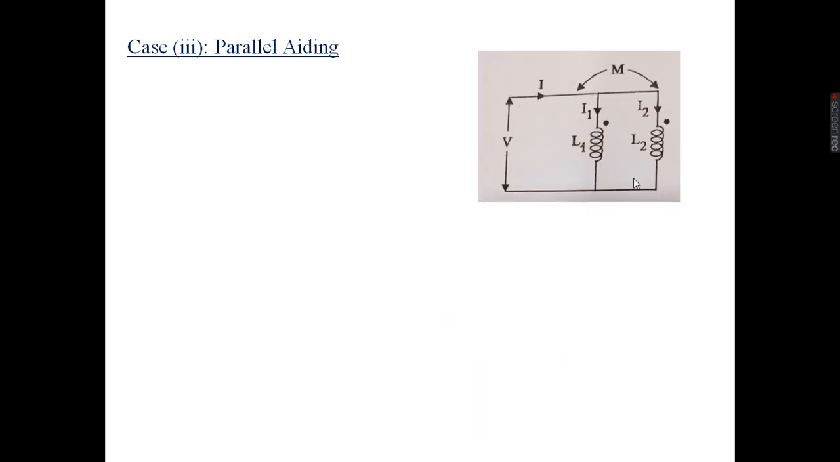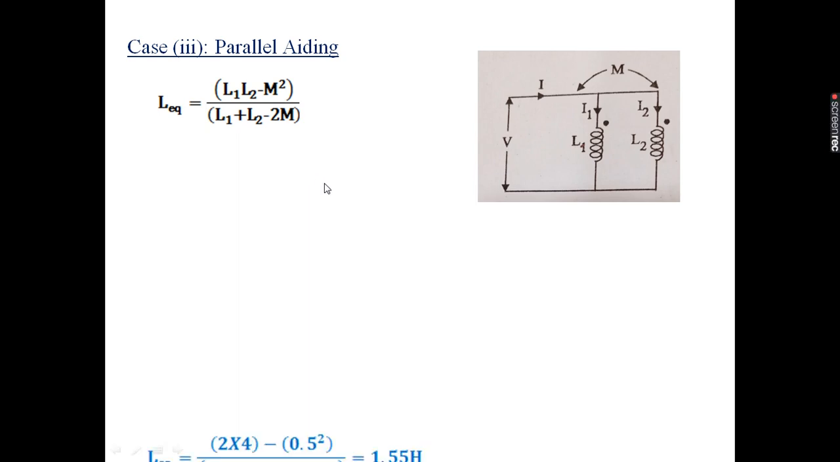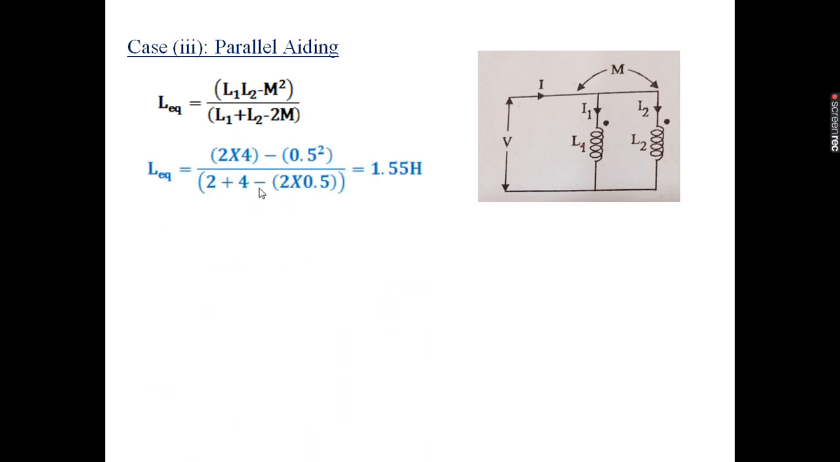Okay. Next, parallel aiding. In parallel aiding, two coils are connected in parallel across the common source, and aiding means current through both the coils will be entering the dotted end. Okay, you can see entering the dotted end. We have already derived this equation, and for parallel aiding the equivalent inductance will be L1 L2 minus M square divided by L1 plus L2 minus 2M. So if you substitute the values of self and mutual inductance, we will get 1.55 Henry.